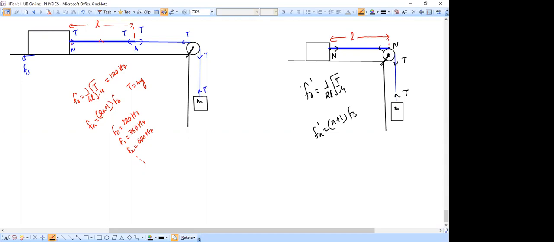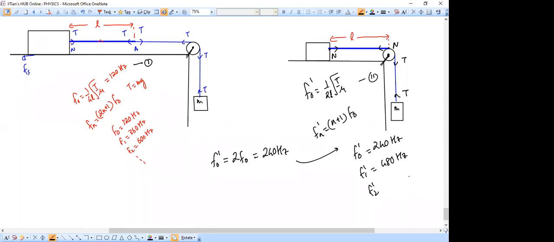If you compare this formula with this second equation, you can see that the fundamental frequency in that case is equal to 2 times the fundamental frequency in this case, because wavelength is half, so frequency is doubled. So that means this is 240 hertz. Okay, so this series will now have f naught prime as 240 hertz. The first overtone will become double of this, the second overtone will become triple of this, and so on and so forth.